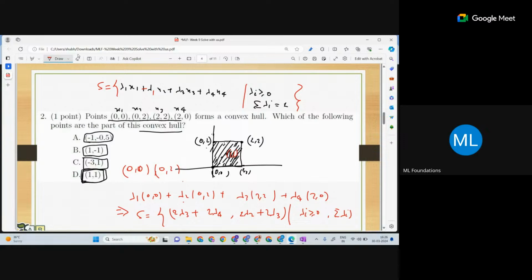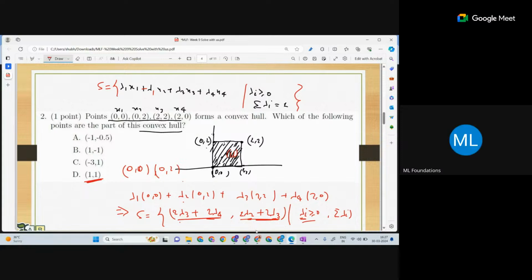Here each lambda is positive, and already we know that is the constraint we have. So which one gives the positive one? If we sum them, this sum should be positive. Both coordinates should be positive. Which one tells you that is positive? Only this one, right? There is no other option.